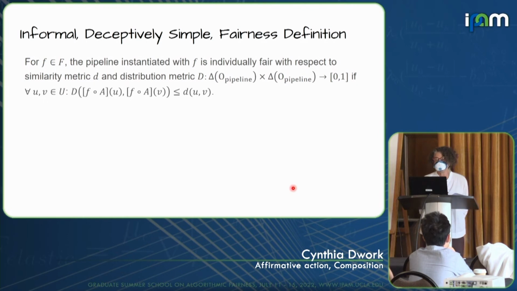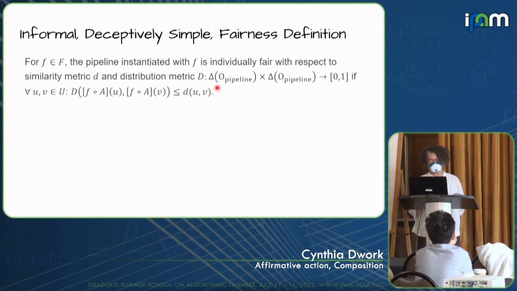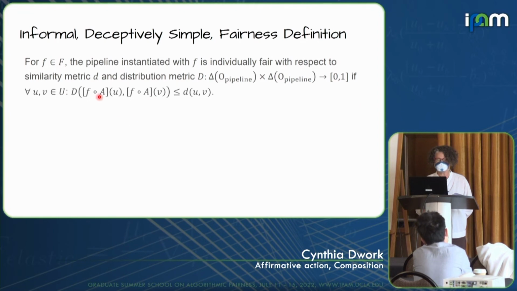So informally, there's a very simple fairness definition, which requires that for every function in our collection of scoring functions, the pipeline that's instantiated with that function is individually fair with respect to the similarity metric D and the distribution metric, which evaluates similarity between distributions on the outcomes of the pipeline operation. So the distribution metric takes two different distributions on the outcomes of the pipeline, maps it to a number, and the requirement is that for all U and V, the distance between these two distributions should be bounded by the metric distance. Okay.